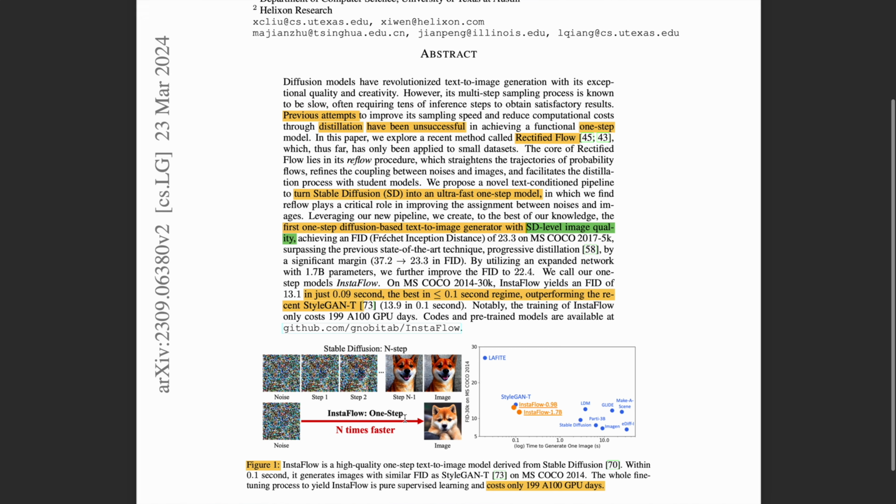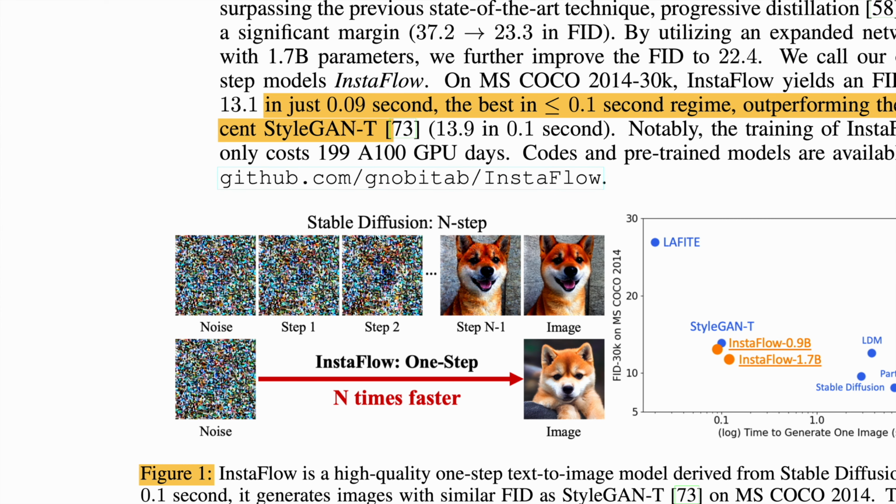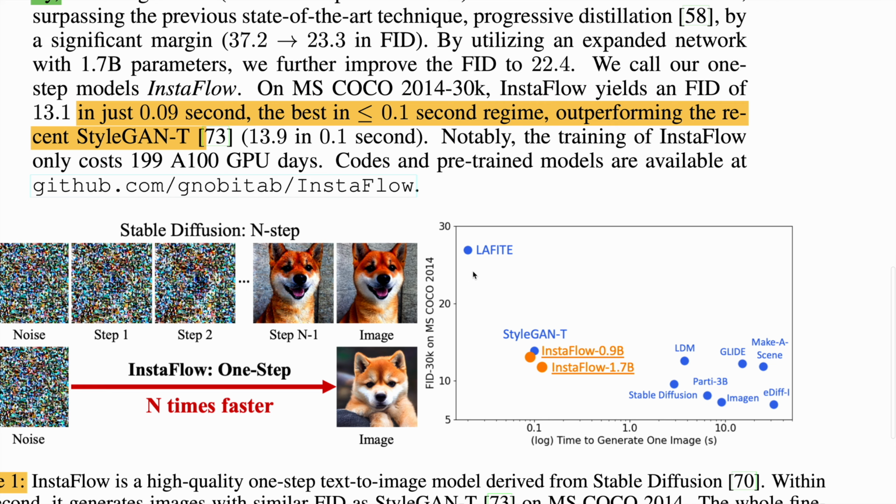Basically, as you know, Stable Diffusion is a multi-step process. For example, let's say that you use a good scheduler. Maybe you can generate an image with 25 or 50 steps, but here with a single step, you can generate nice-looking images. Here we have a plot of FID versus inference time. So basically, you want to be on the bottom left of the figure. You want the lowest FID on the lowest inference time.